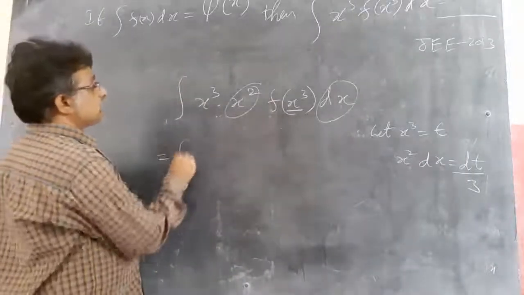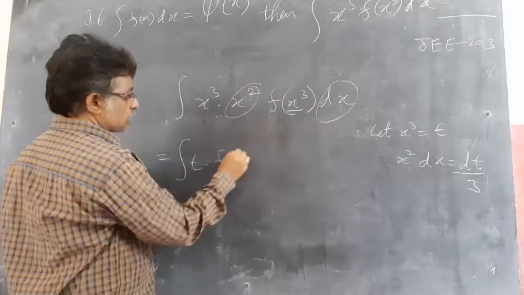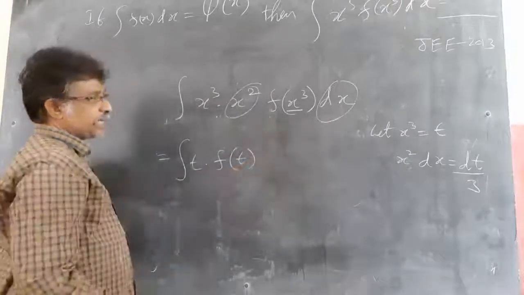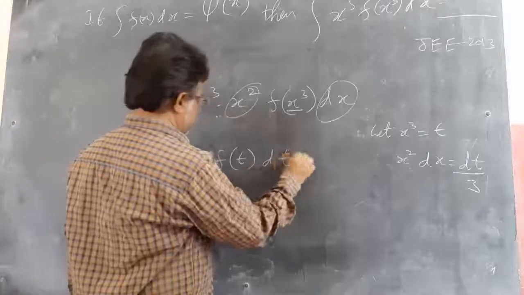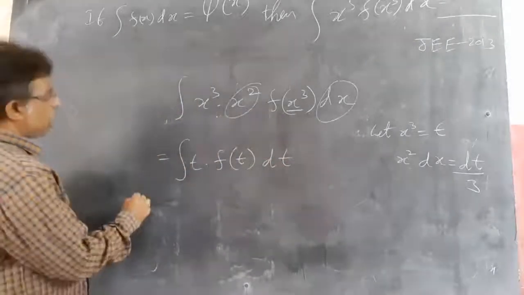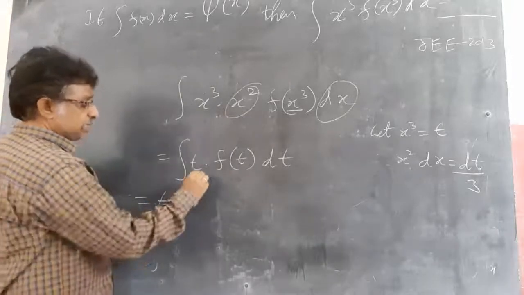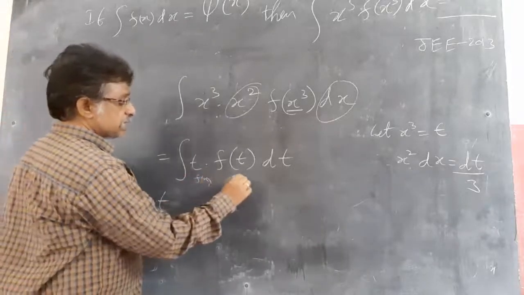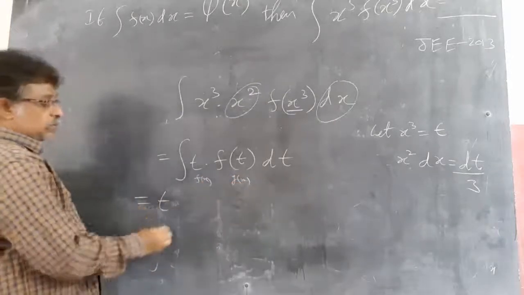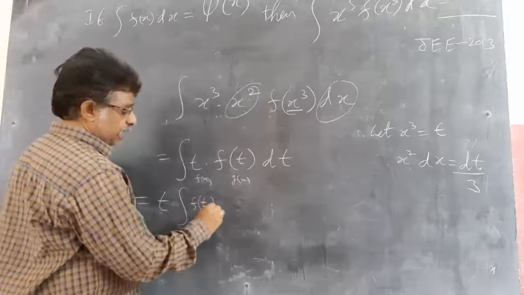And the equation becomes x cube is t into f of t dt, since x square is nothing but f of t dt. Now I can go for integration by parts. T into f of t: how can I do? f(x) into g(x). This is f(x) I will take and this is g(x) I will take. So f(x) into integral of g(x), means integral of f of t dt.